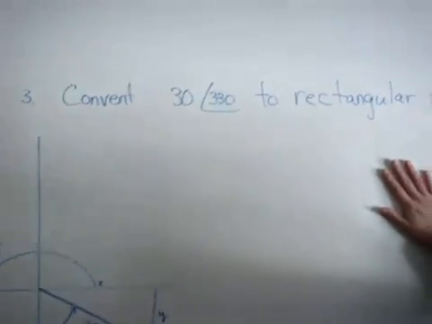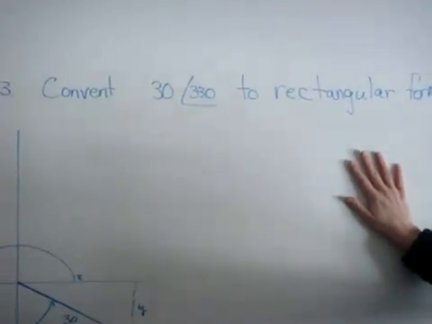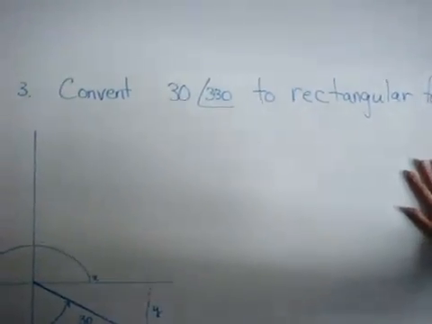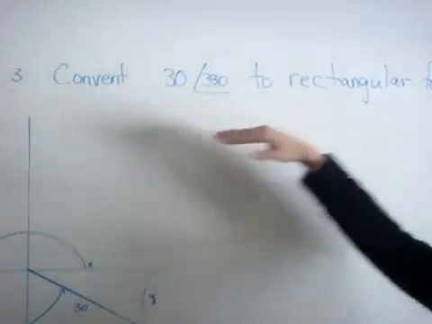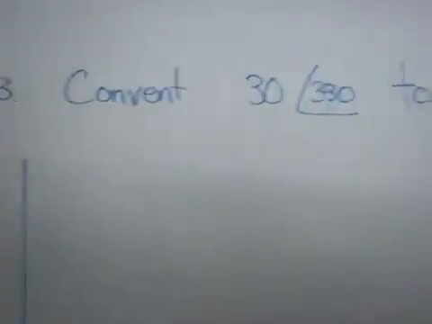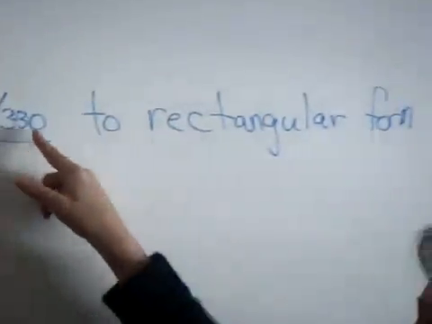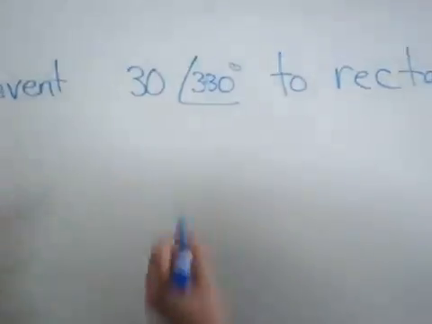Here's another one that I found out a lot of people don't understand how to do. This is converting polar form to rectangular form. So this is 330 degrees. So I have to find the angle that's 330 degrees.